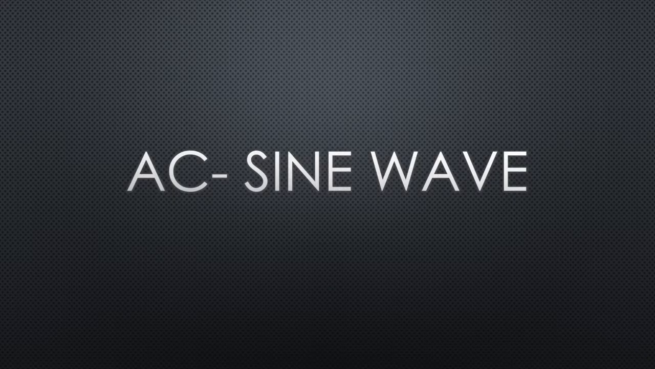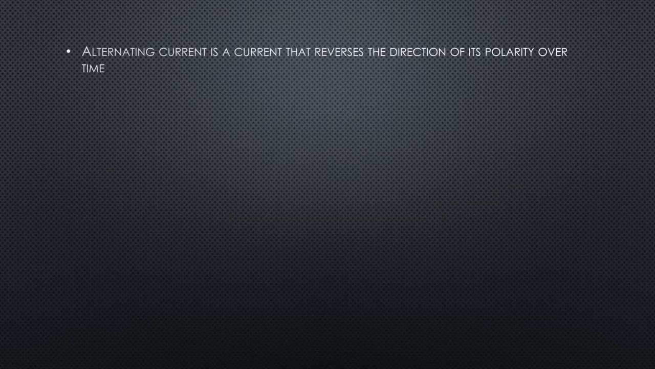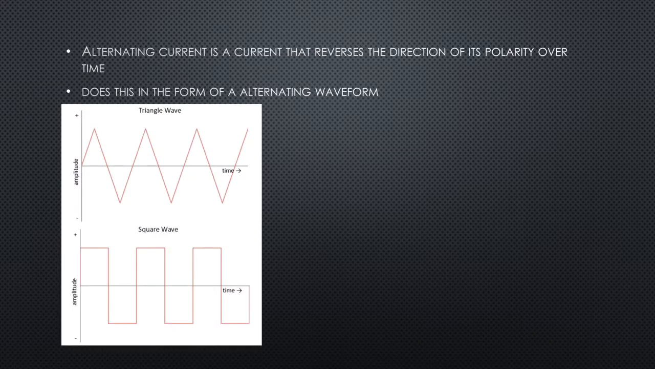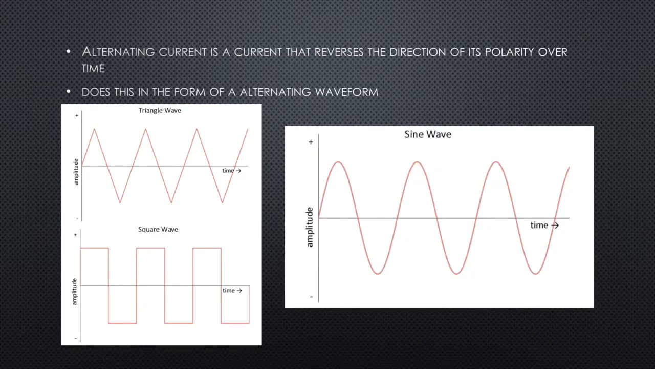Hey everyone, today I'm going to be talking to you about alternating current and the sine wave. Alternating current is a current that reverses the direction of its polarity over time, and this is done using an alternating waveform. So this could be like a triangle wave or like a square wave, but today I'm just going to talk to you about the sine wave.